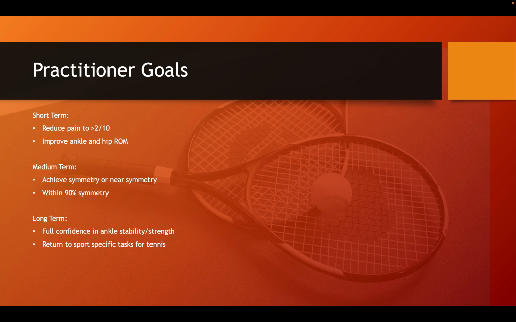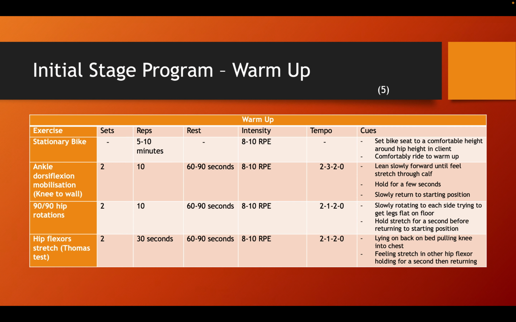His medium-term goals are for Steve to achieve symmetry or near symmetry in all manual muscle testing, dynamic balance tasks, and range of motion testing to 90% of each other to achieve overall global strength within his ankles. As a final stage goal, Steve would have full confidence in his ankle stability, performing sport-specific movements like lateral movement, jumping, and forward/backward acceleration/deceleration.